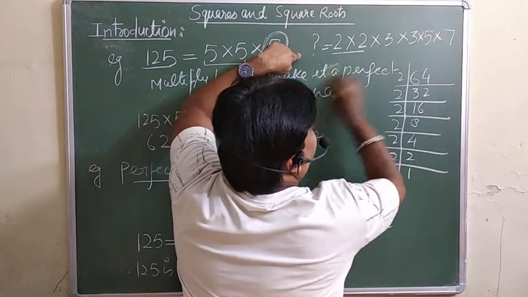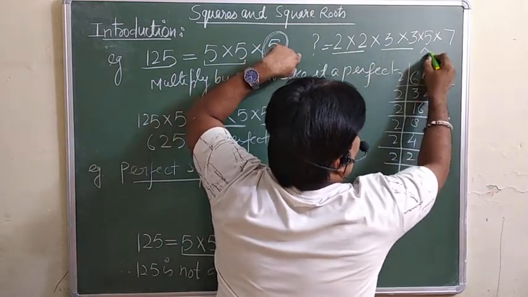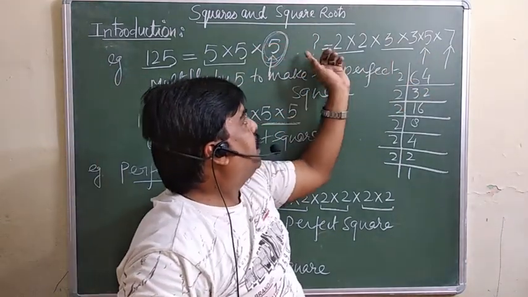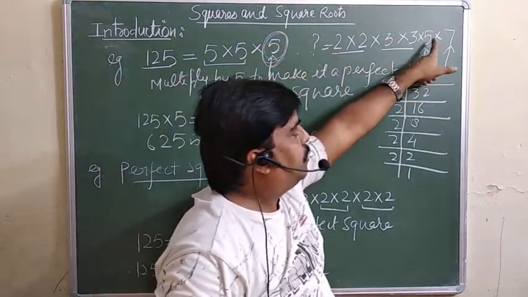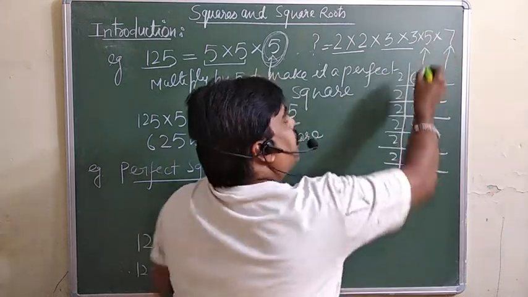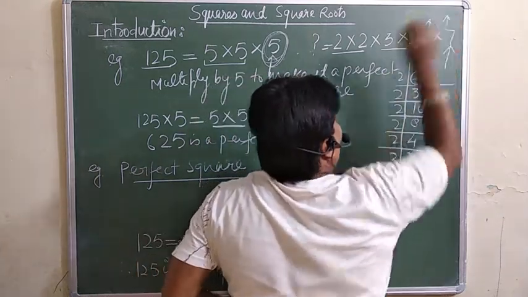तो यहाँ हम पेयर बनाएंगे 2, ये पेयर, but these two numbers are coming in alone. So it means to make this number a perfect square, by which number will we multiply? You need one 5 and one 7. तो हम किससे मल्टीप्लाई करेंगे? 5 से और 7 से.